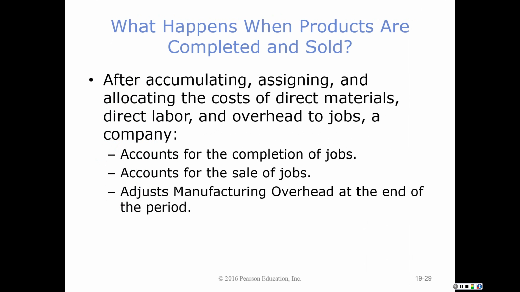As we've been moving through the chapter, through the objectives, we've been accumulating the material, labor, and overhead cost. We've been tracking them by job, and now that we have the job complete, we need to account for the sale. And to account for the sale, we need to know what the cost of the completed job happened to be, and then we'll adjust for any overhead that may have been in excess or not enough at the end of the period.